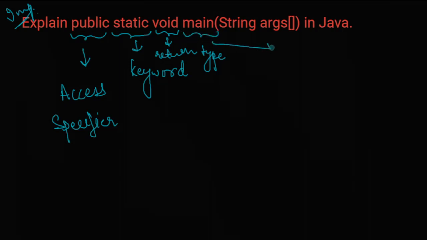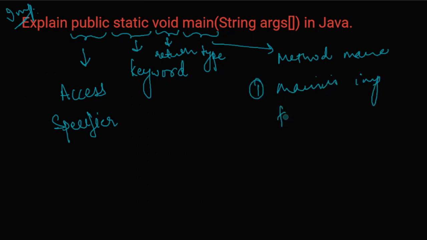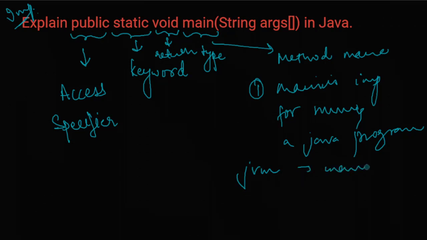Main. Main is actually the method name, and a main function is important for running a Java program. That means the JVM will look for the main function to run this program. Then we have string args, that is an array of strings that takes the input actually. Okay, that's what it is.